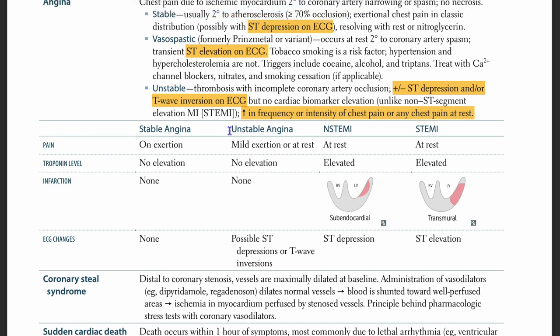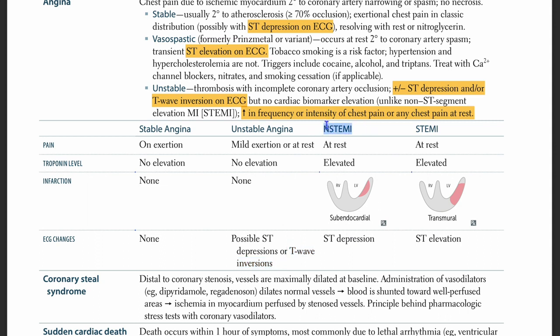Unstable angina: mild exertion or at rest. Again, no cardiac markers, infarction none. ECG changes: possibly it can have ST depression or T wave inversion. Inversion because it repolarizes faster, because there's less area that it has to repolarize. That's why it's an inversion.